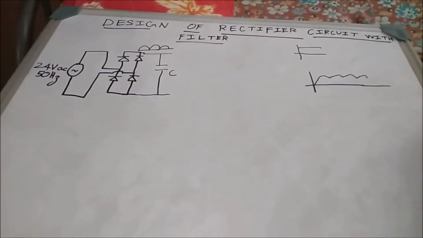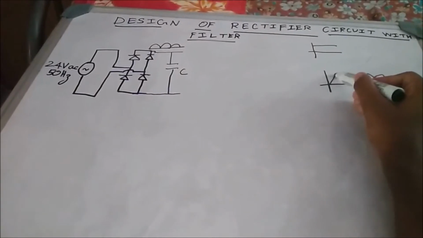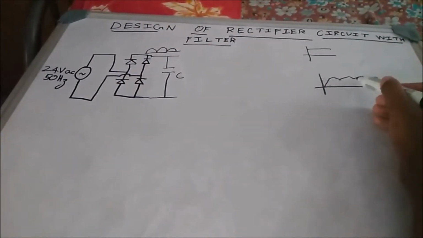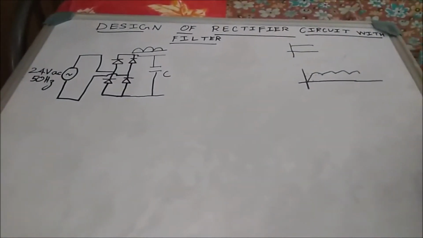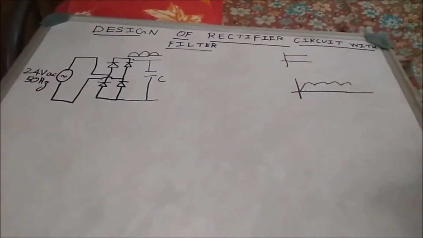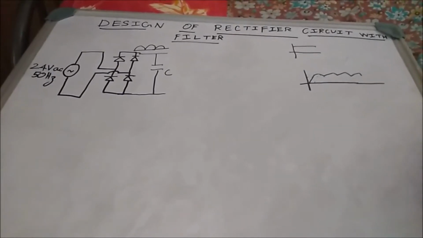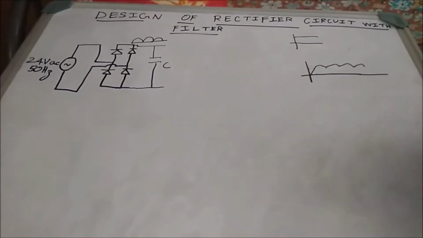So to get it like this, the ripple should be very least. This variation should be very least. So engineers generally consider the ripple voltage to be very less. So what is this ripple voltage? I'll explain right now.